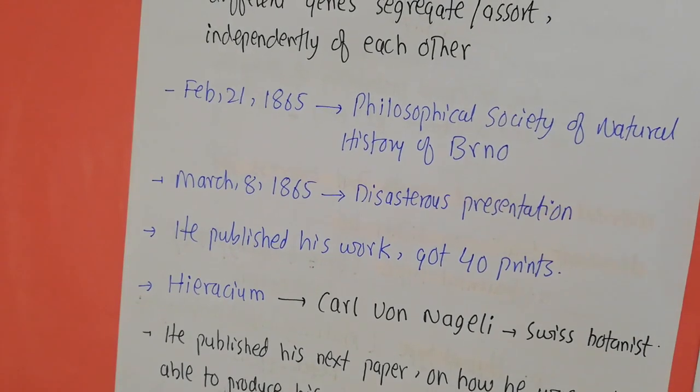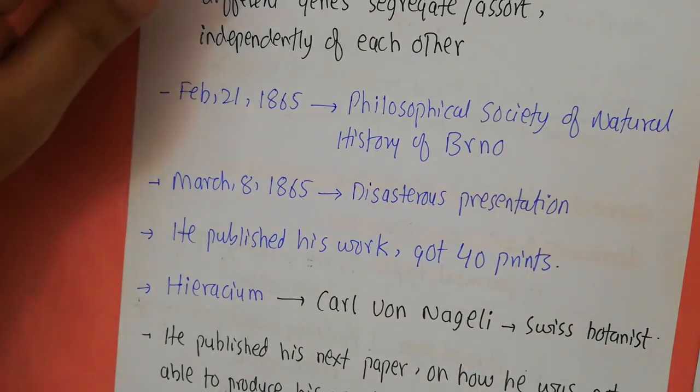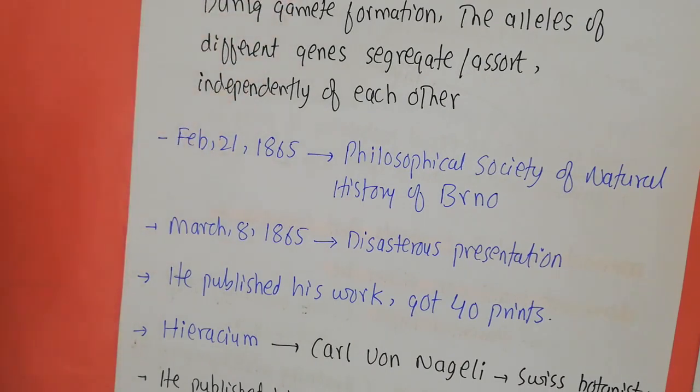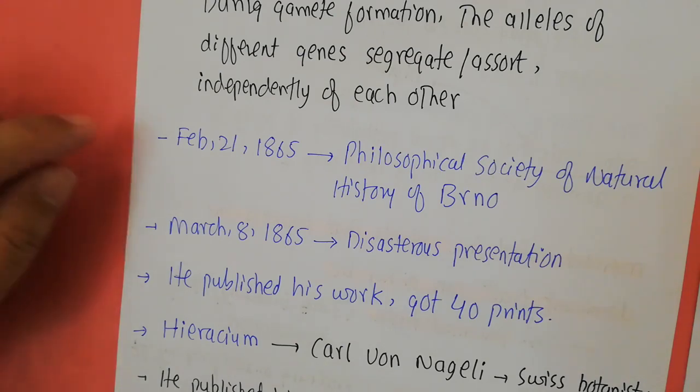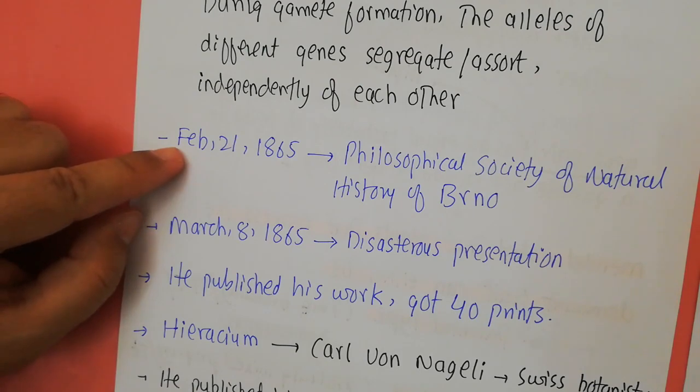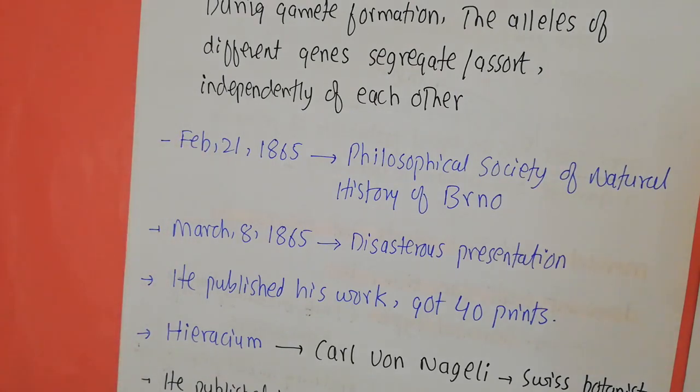But when Mendel got these results, he presented them to Abbot Knapp, and Abbot Knapp wanted Mendel to present his work to the Philosophical Society of Natural History of Brno. This was a society which held different kinds of seminars in which local scientists, as well as scientists from outside Brno, presented their work. Mendel was given the date of February 21, 1865 to present his work at the Philosophical Society of Natural History of Brno.